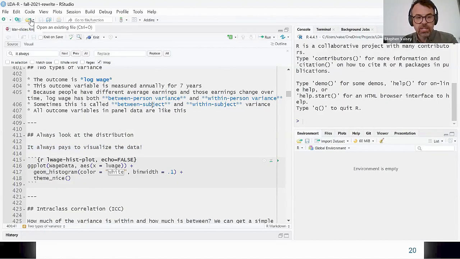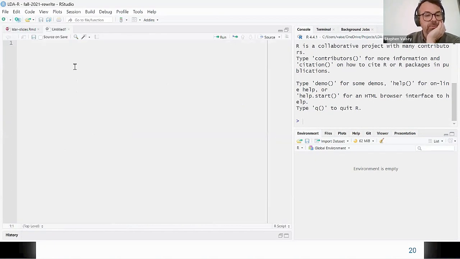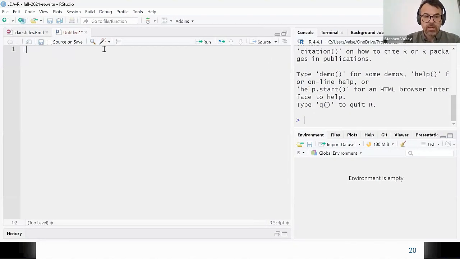So here's RStudio. I got a bunch of stuff in the way here, so let me get a blank R script up. Now, if you do Control Shift M, or Command Shift M if you're on a Mac, it's going to make this little pipe here.